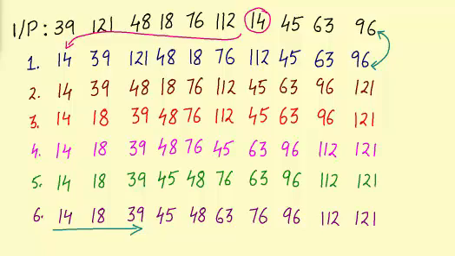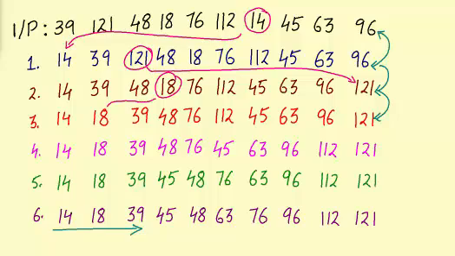Now we would compare step 1 and step 2. Here the largest number, that is 121, is being placed at the last position of step 2. So in this step, the largest number is being placed at the end and the remaining numbers are kept in the same order. Now let's take step 2 and step 3. Here the second smallest number, that is 18, is being placed just after 14.